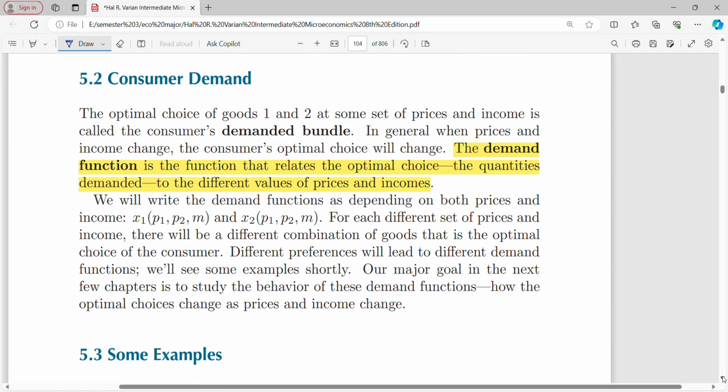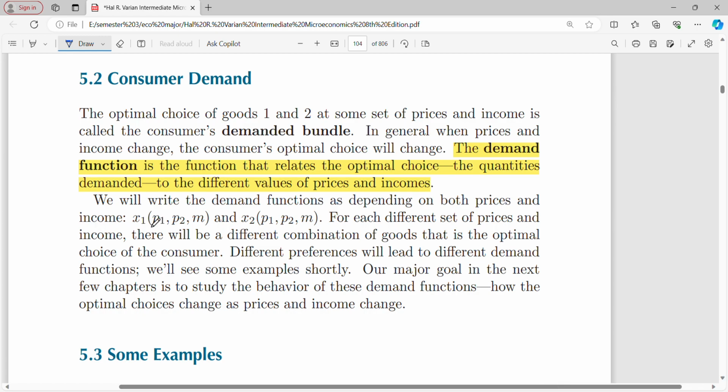So next is consumer demand. We know what a demand function is. It is the function that relates the optimal choice, the quantities demanded, to the different values of prices and income. Optimal choice of goods 1 and 2 at some set of prices and income is called the consumer's demanded bundle, because the optimal choices are the consumer demand.